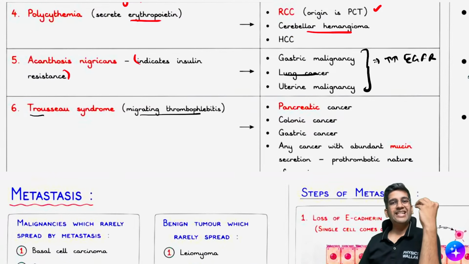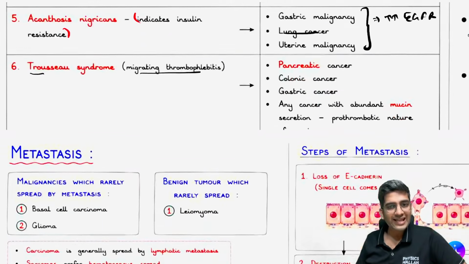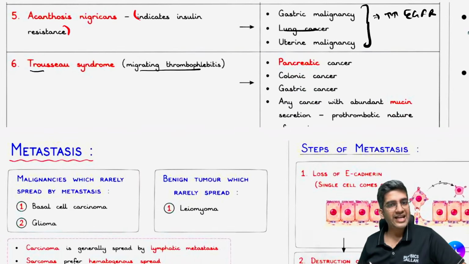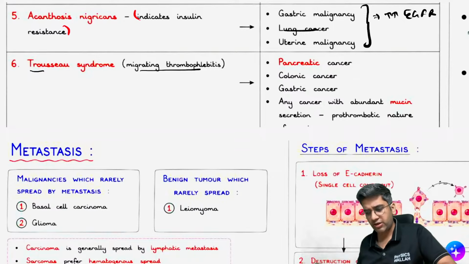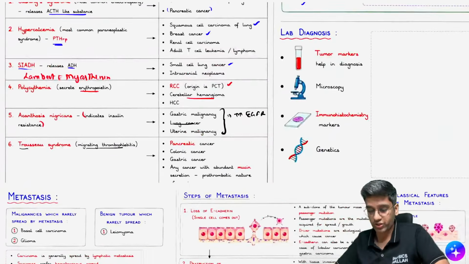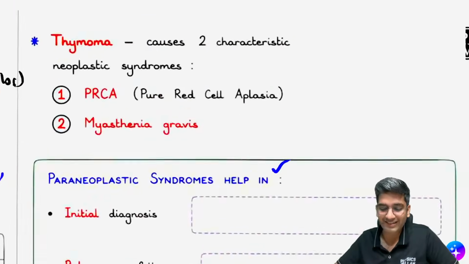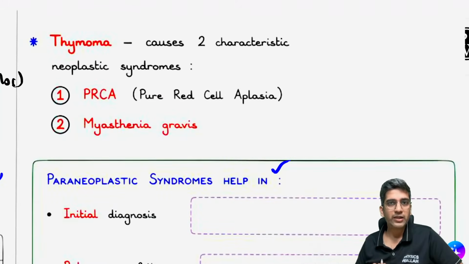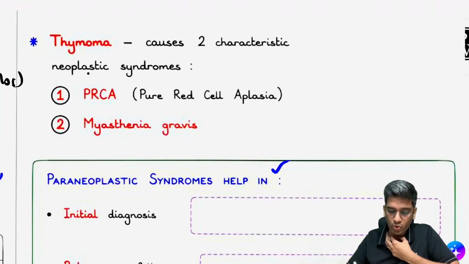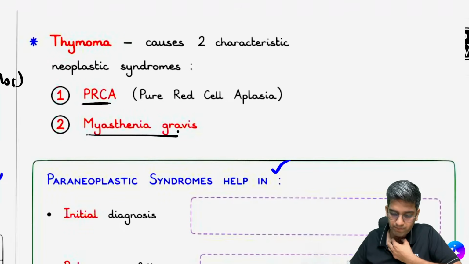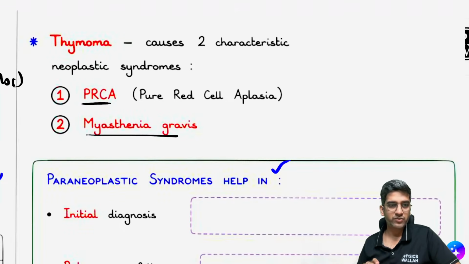Trousseau syndrome was initially discovered in pancreatic cancer, but actually seen in any cancer with abundant mucin production. Be it gastric, colonic, anything with abundant mucin production, you can have Trousseau syndrome, because mucin can activate factor 10 and cause it. Thymoma, thymus, immunity: two autoimmune disorders, pure red cell aplasia and myasthenia gravis.